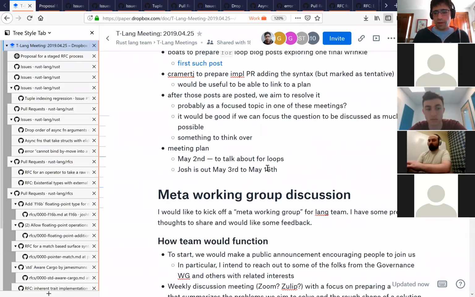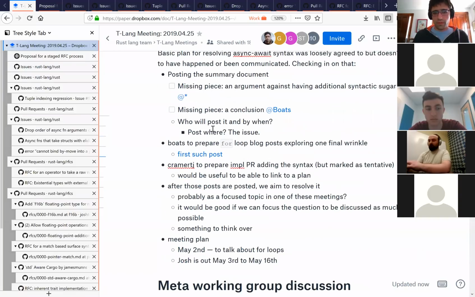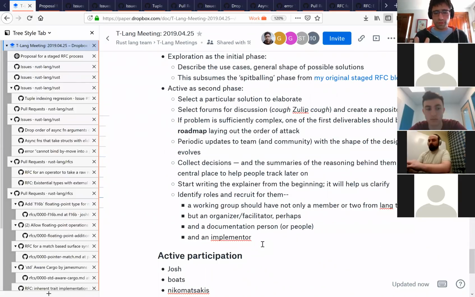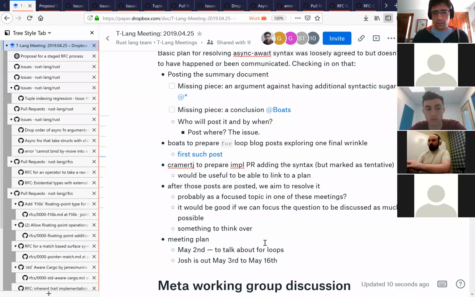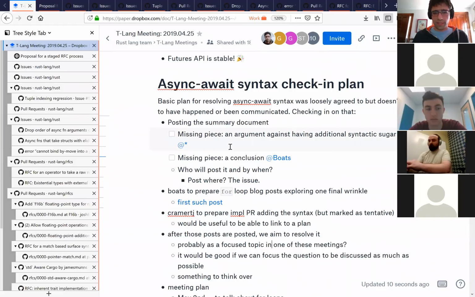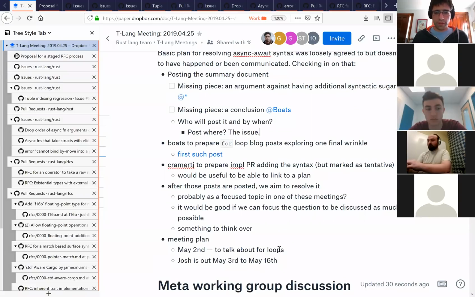Okay, I just want to loop back over this one thing one more time. Josh is going to do this argument against, since I think we're done with the working group discussion. Agreed? Okay. Just to make sure we have all the pieces of the async-await syntax check-in: Josh is going to write something here, Oates, you're going to write a conclusion, and we're going to post it to the issue. For now, we can always cross-post later. And we're going to talk on May 2nd about the interaction with for loops and go over that, and then figure out the next meeting. Correct. Sounds good.